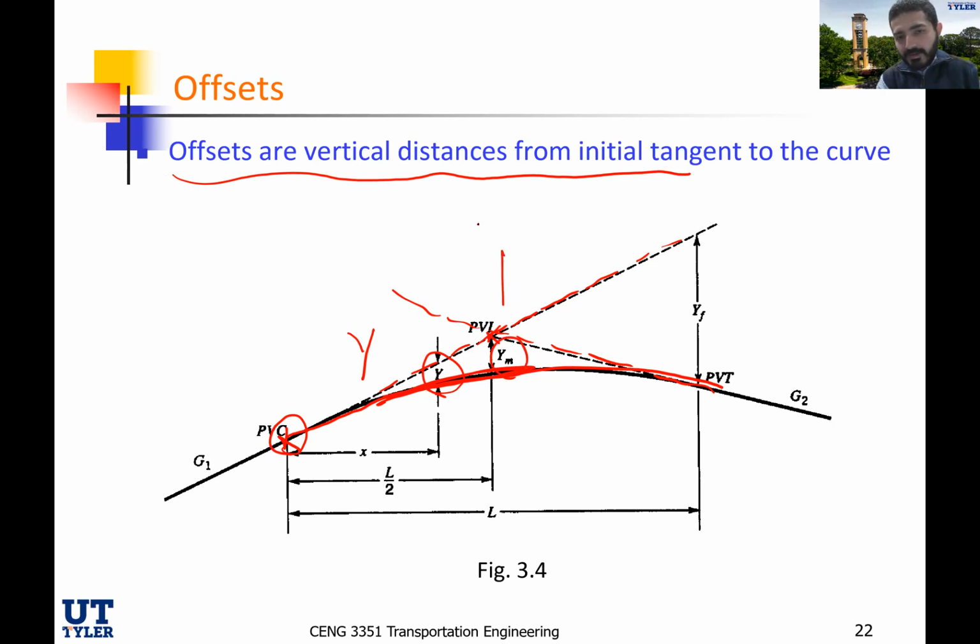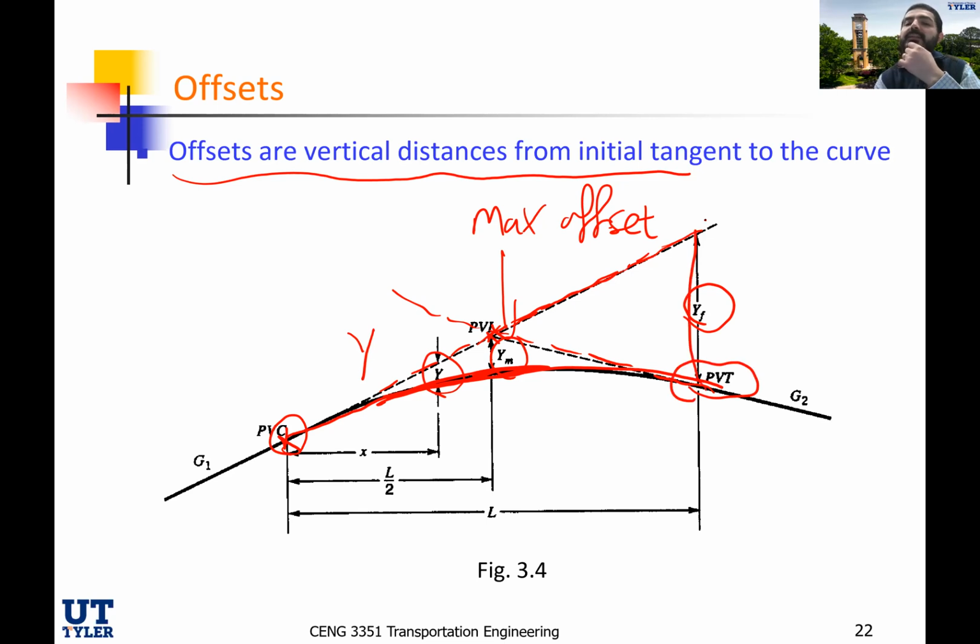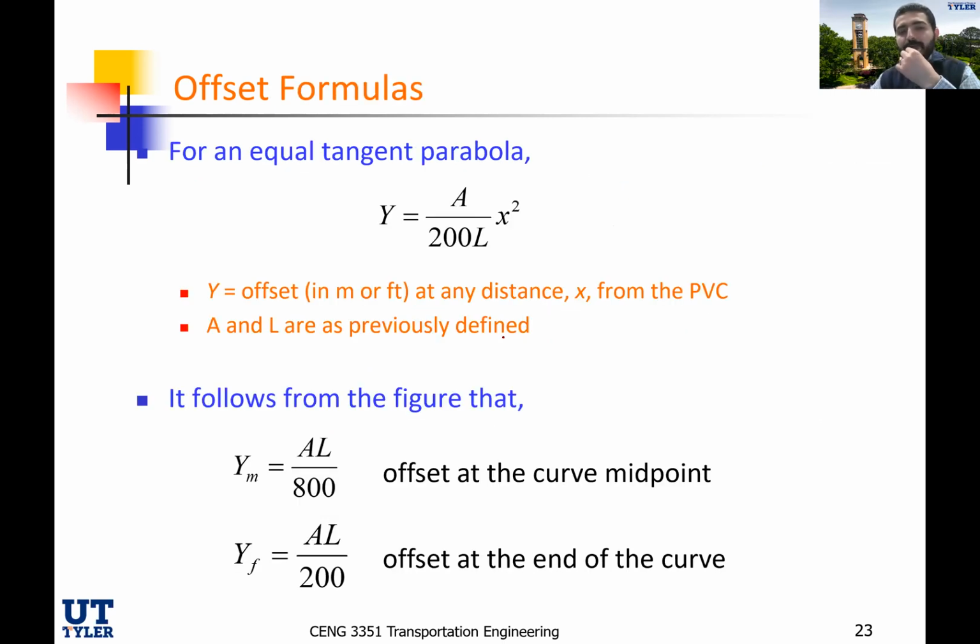This is the maximum offset, which is the maximum distance between the highest point on the curve and the PVI. And then if you extend this line, you're going to get what we call the final offset, which is the distance between the PVT, the end of the curve, and the extension of that tangent. How can we get all these equations?